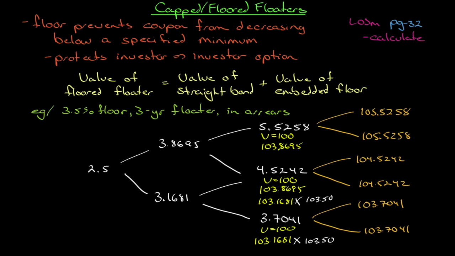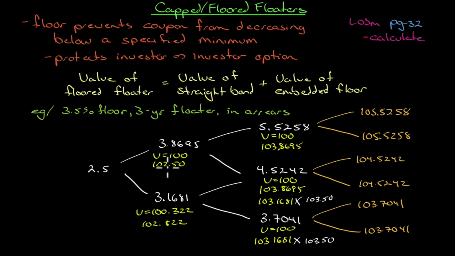Let's recover our prices here. Well, the 3.8695 didn't change, so our value here will be 100. We'll add the 2.5 on, we'll get 102.5. Here, we're discounting 103.5 by 3.1681. That will give us a value of 100.322. Add our 2.50 on, we get to 102.822. Well, we got a problem here, right?